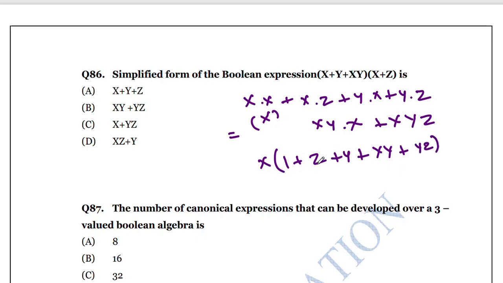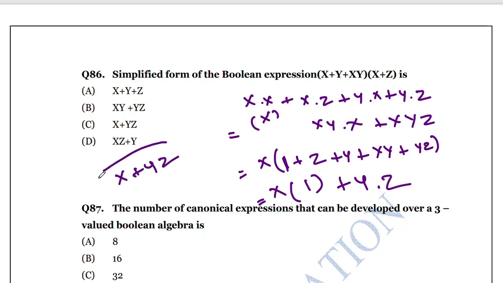So whatever is added with 1, the result is 1. So 1 plus z equals 1, and 1 plus z plus y plus whatever it is, the result is always 1. Any variable added to 1 gives 1. So then yz remains. So x plus x dot 1 equals x. So x plus yz is the answer, which is available in option C.